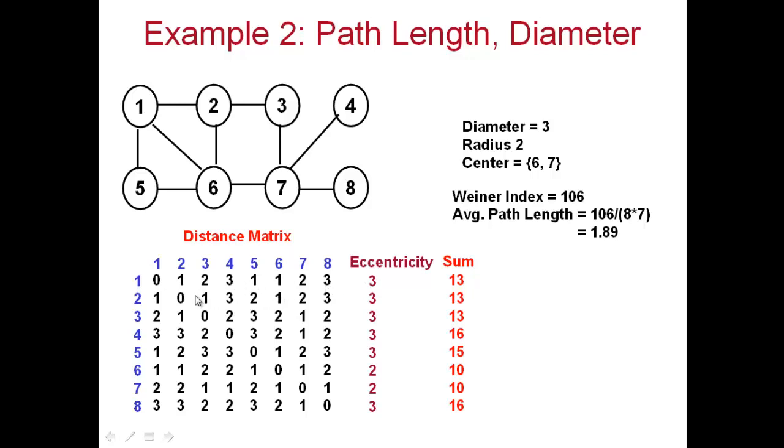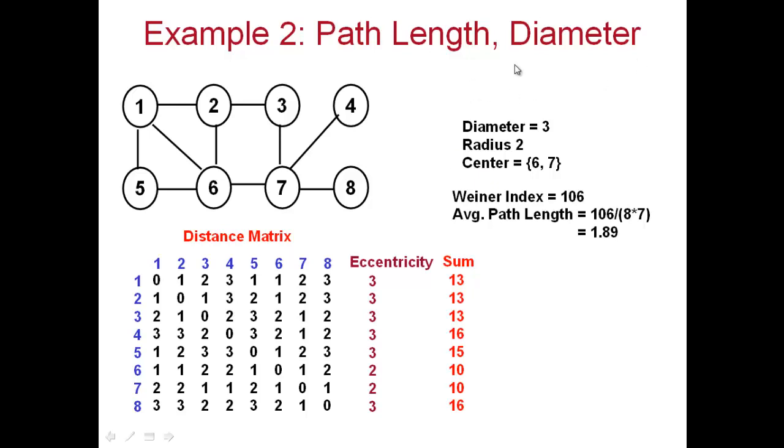In this row again, the maximum value is 3, that's the eccentricity of vertex 2. Likewise, if you look at vertex 6, the maximum value of the shortest path length is 2, and that's the eccentricity of vertex 6. Similarly here, the eccentricity of vertex 7 is 2. Once you find the eccentricity of the vertices, you can come up with the diameter and radius of the graph. So diameter, radius, and center are at the graph level.